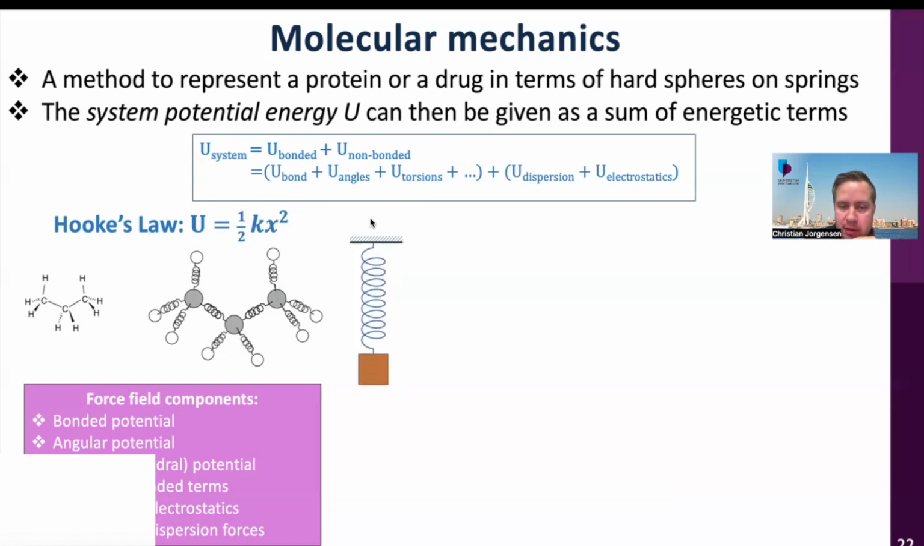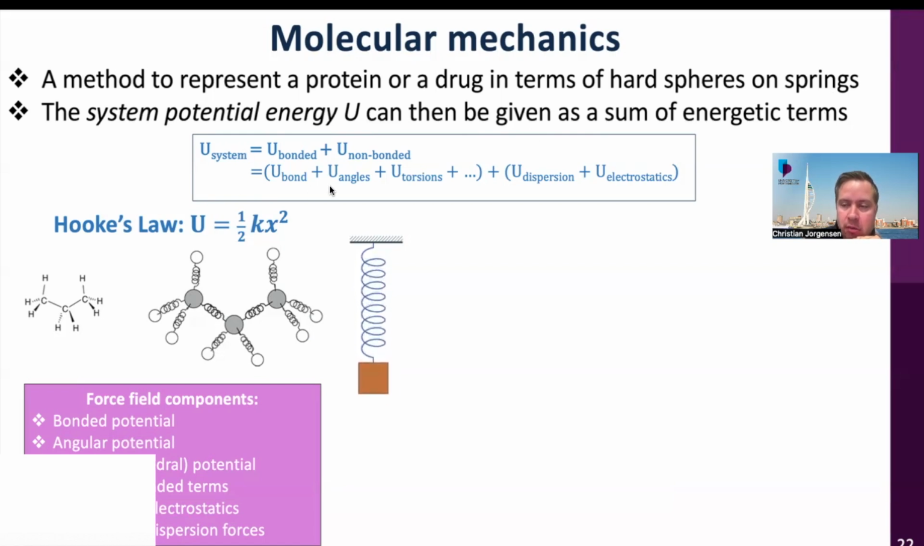So for instance, here is this example, right? You have a hard sphere, or in this case, a hard cube, and it is vibrating on the spring. And the spring has a certain extension, X, and it has a certain stiffness. And the energy to do this process of extending it out is 1/2 kx squared. And so based on that idea, we're going to now calculate the system potential energy U of your protein and drug system as a sum of energetic terms.